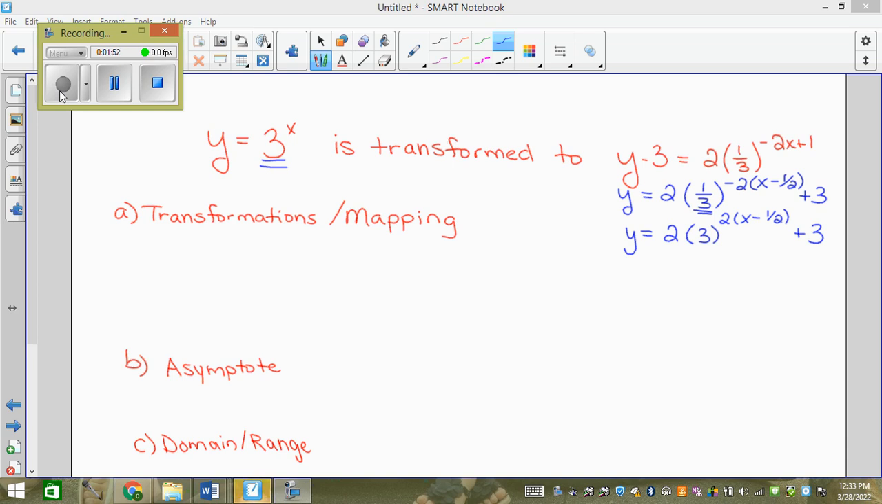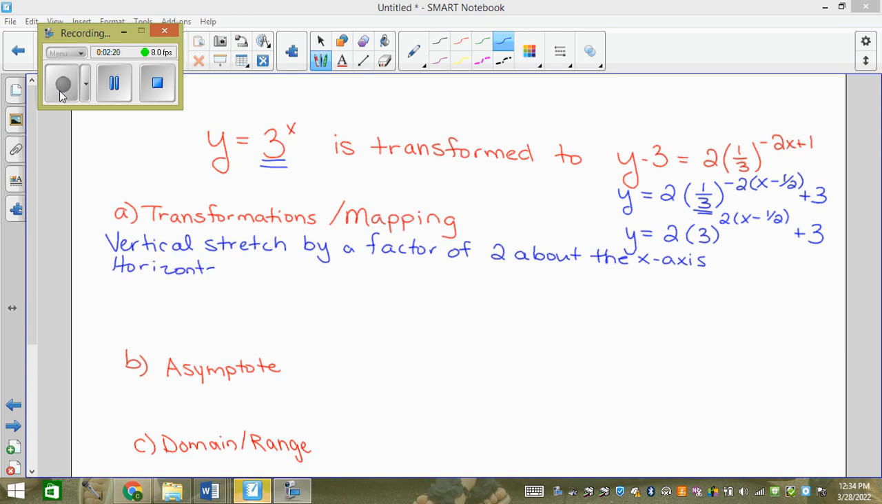Okay, transformations. We have the 2 in front of the 3, which is a vertical stretch by a factor of 2, because they always stay the same, about the x-axis. My horizontal always flips. So I have a horizontal stretch. I have to go stretch, reflect, translate. Horizontal stretch by a factor of 1/2 about the y-axis.